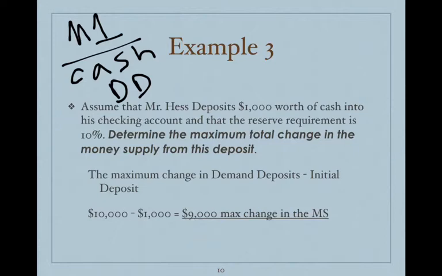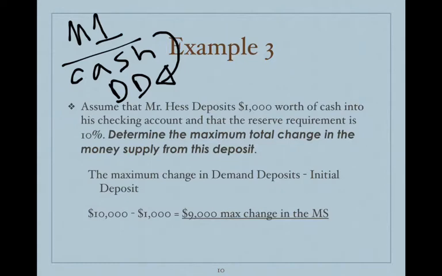I didn't change the M1 measure. All I did is convert my money from cash into being a demand deposit instead. So it's almost like you take money out of your left pocket and you put it in your right pocket. If I had $1,000 in my left pocket and I move it to my right pocket, I still have $1,000. And so to account for this, we need to subtract my $1,000 deposit from the max change in the money supply. So I'll take my $10,000 max change in demand deposits, subtract my initial $1,000 deposit, and I'll come up with a $9,000 max change in the money supply.